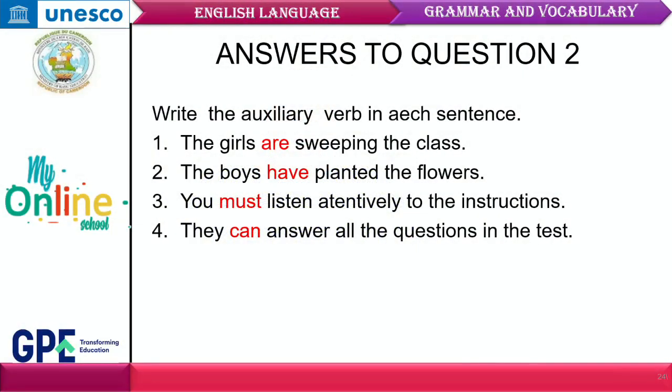Good job. Let's check and compare our answers with that which we see on the screen. The auxiliary verbs in the sentences are are, have, must, and can. You see that are comes before sweeping, have comes before planted, must comes before listen, and can comes before answer. They are all helping verbs.